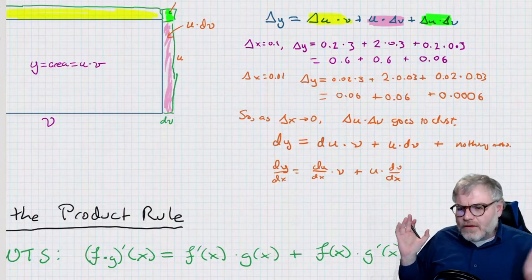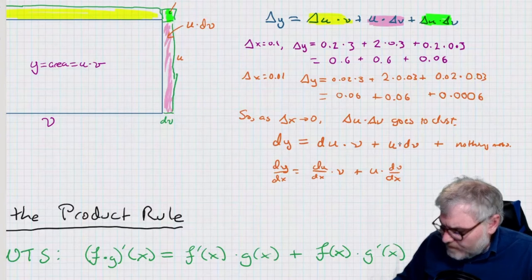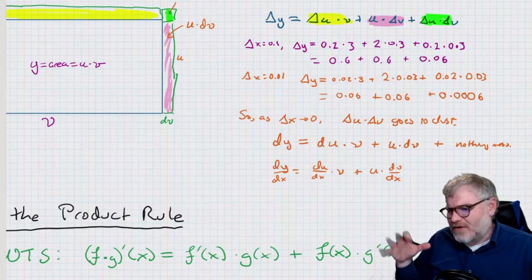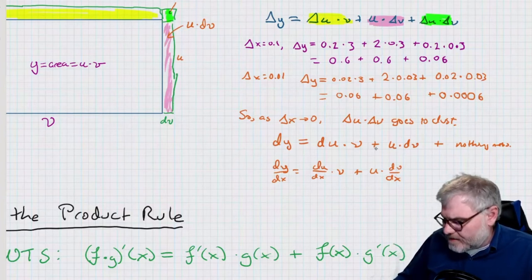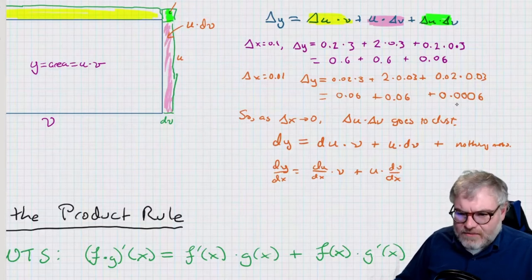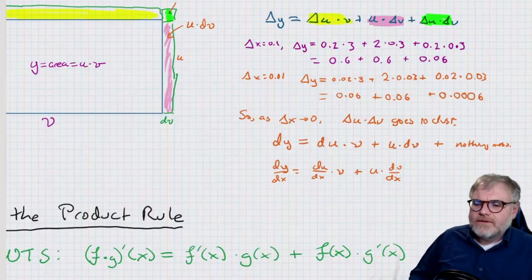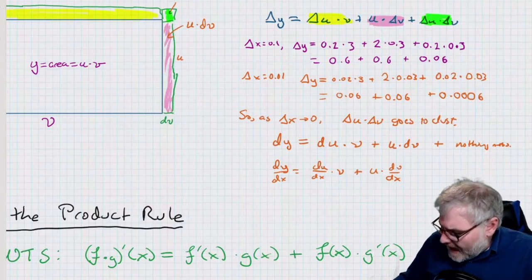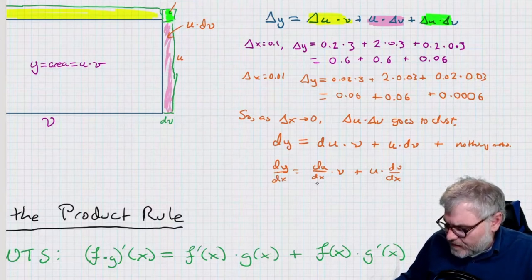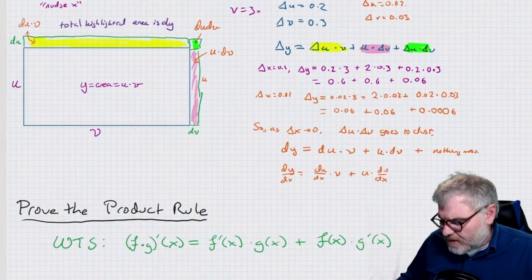Okay? So what I get is dy equals du times v plus u times dv plus, who cares, something very, very small that's heading to zero very quickly compared to these other terms, right? This thing is heading to zero. This thing is adding two zeros for every zero I add to each of these terms. This is getting very, very small very quickly. So what I have then is dy over dx equals du over dx times v plus u times dv over dx. Now, this isn't a proof, but that's the intuition about what's going on.